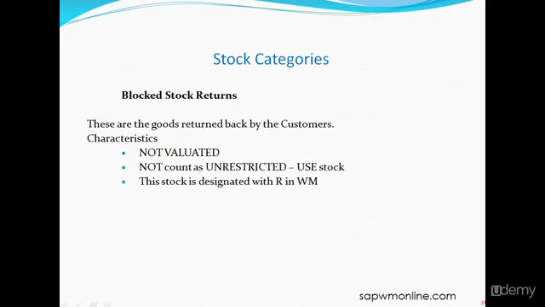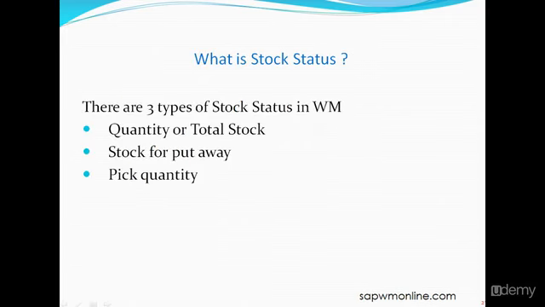What are block stock returns? These are the goods returned by the customer. So whenever the customer returns you stock with a return delivery, they come into your warehouse, they are not valuated, they are not counted as unrestricted use stock, and this stock is designated with the symbol R in WM. So these are the stock categories.